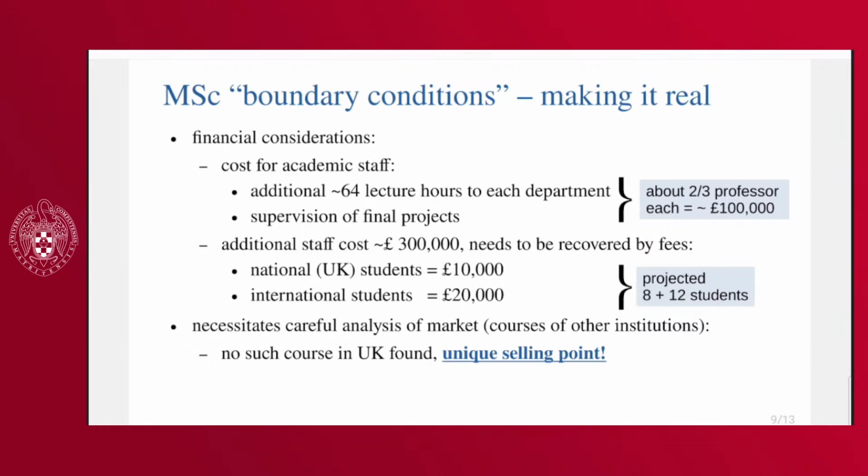Now, pretty much the fee profile that we came up with is that the UK students pay an annual tuition fee of £10,000, and international students typically pay £20,000 tuition fees. So we projected that we would have 8 national plus 12 international students. We came up with this number by doing a careful, actually quite in-depth analysis of the market.